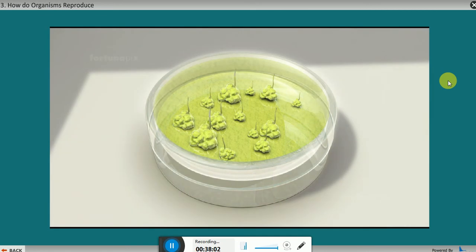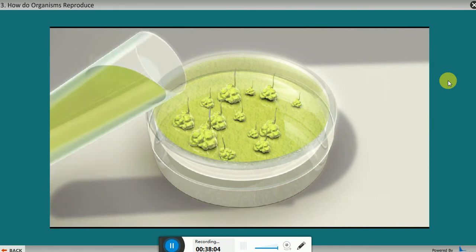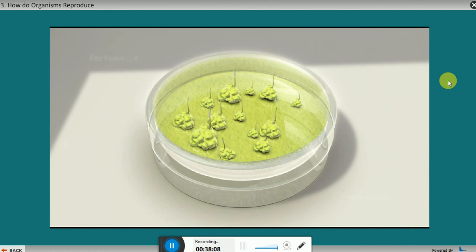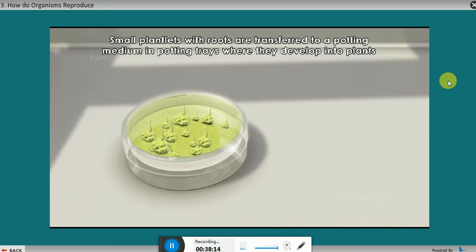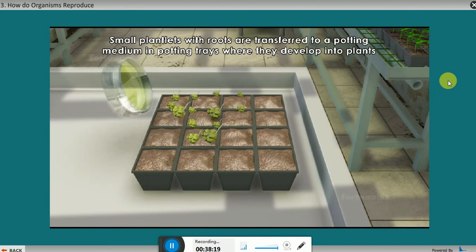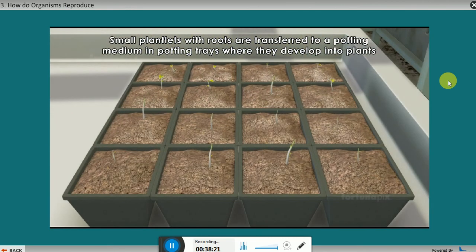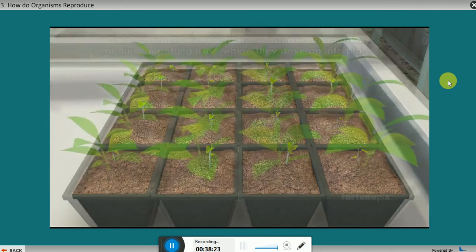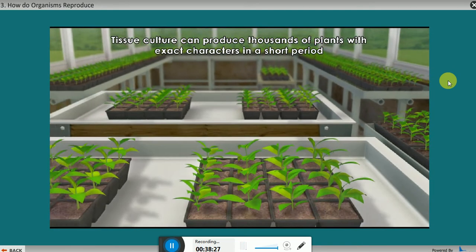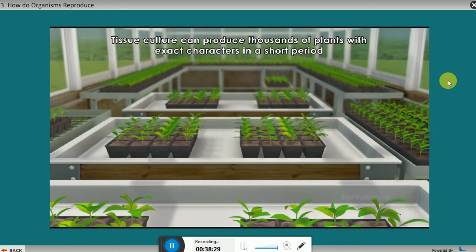After the shoots grow to observable length, root-growing hormone is added to induce rooting. The roots develop within 6 weeks to form complete plantlets. The small plantlets with roots are transferred to a potting medium in potting trays, where they develop into plants. Tissue culture can produce thousands of plants with exact characters in a short period.